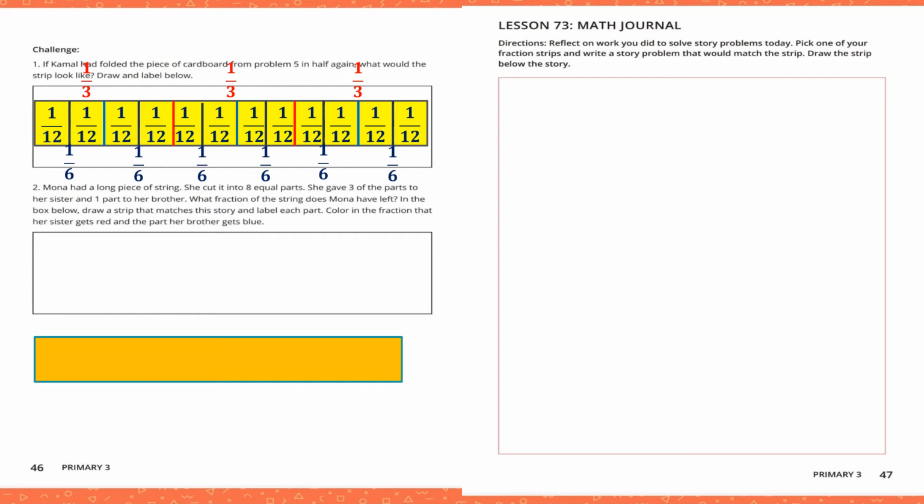Question number 2. Mona had a long piece of string like this. She cut it into 8 equal parts. 8 equal parts, like this.